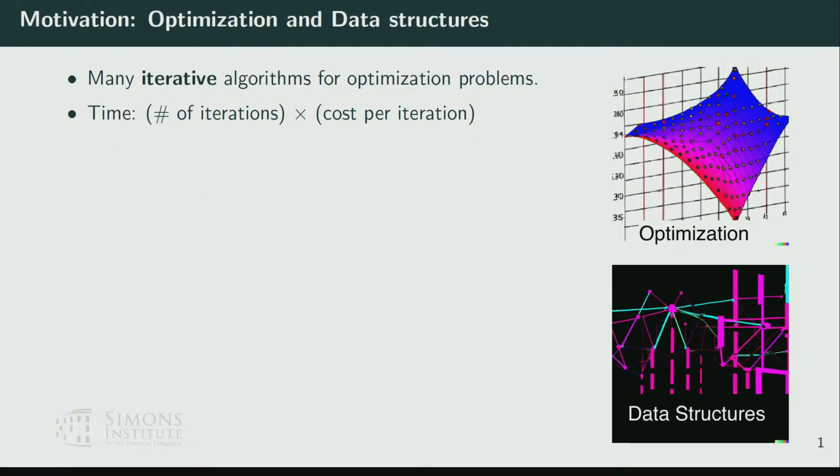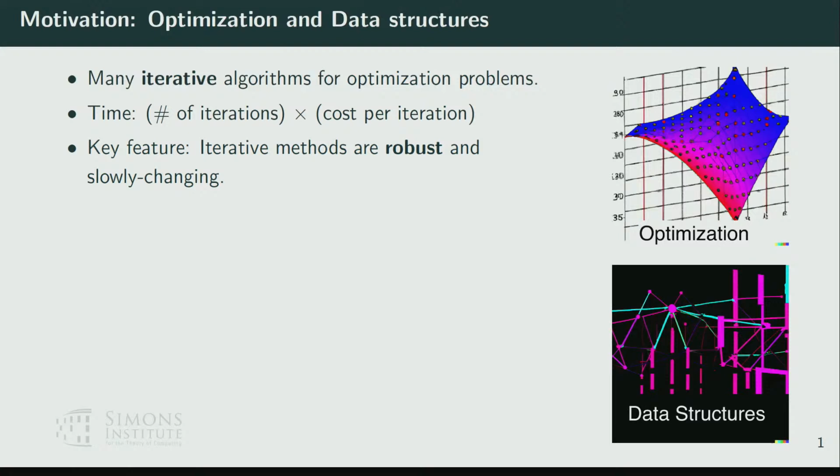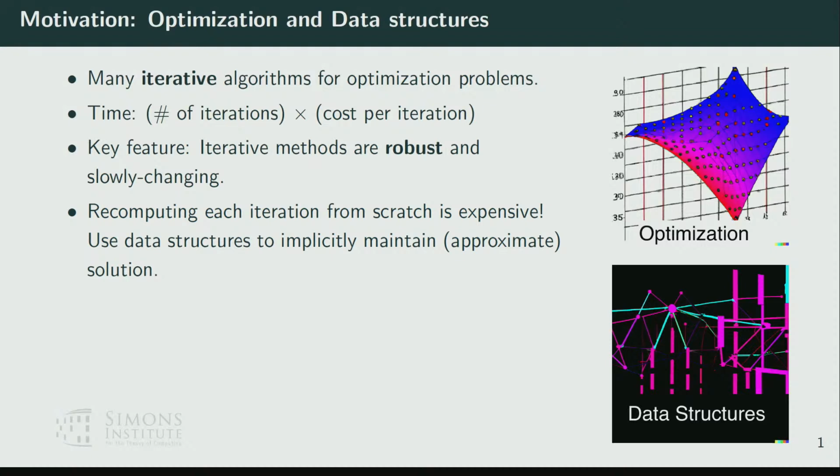And there has been extensive research on trying to bound a smaller number of iterations, many of which we heard in yesterday's talk. But apart from that, there's also the other side of research that tries to decrease the cost per iteration. The observation behind this research is that many of these iterative optimization algorithms are actually very robust, and many variables are actually changing pretty slowly. So instead of recomputing all the variables from scratch in each iteration, which can be expensive, we can use data structures to implicitly maintain many solutions. And then in each iteration, we just perform a faster update to it. This will improve the cost per iteration.